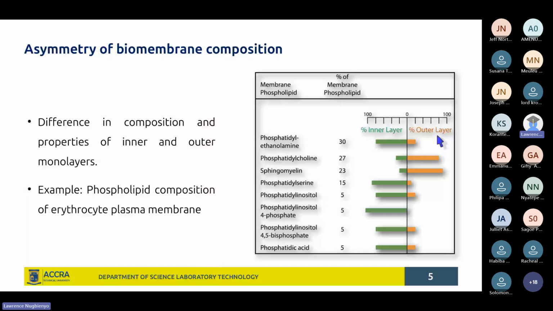And here too, we're looking at an example of the red blood cell, and the composition of various phospholipids in there.